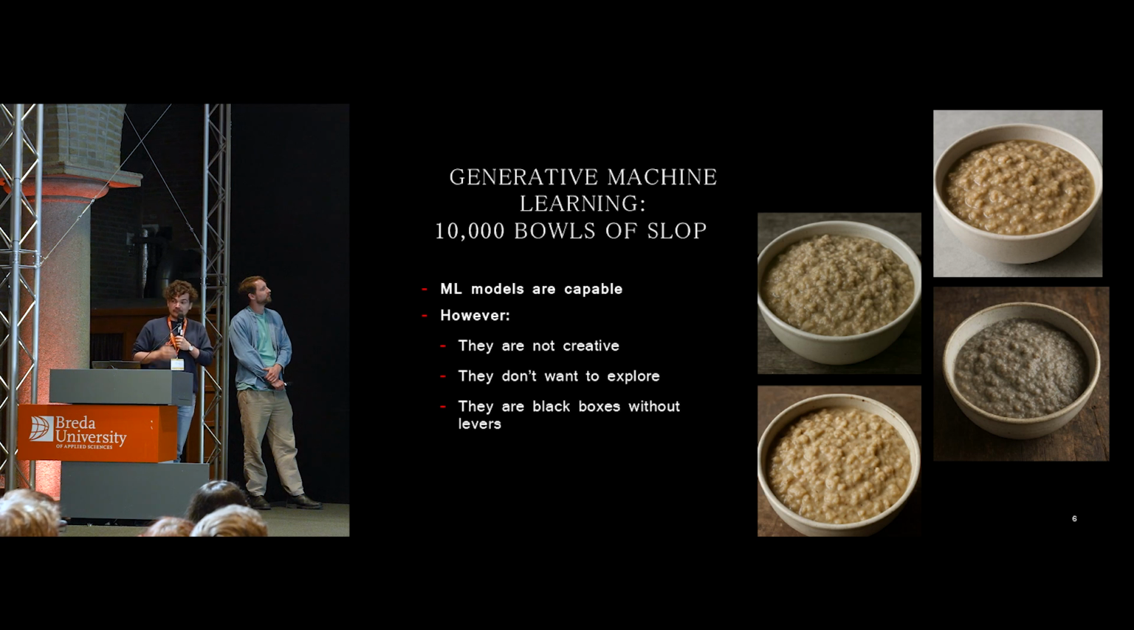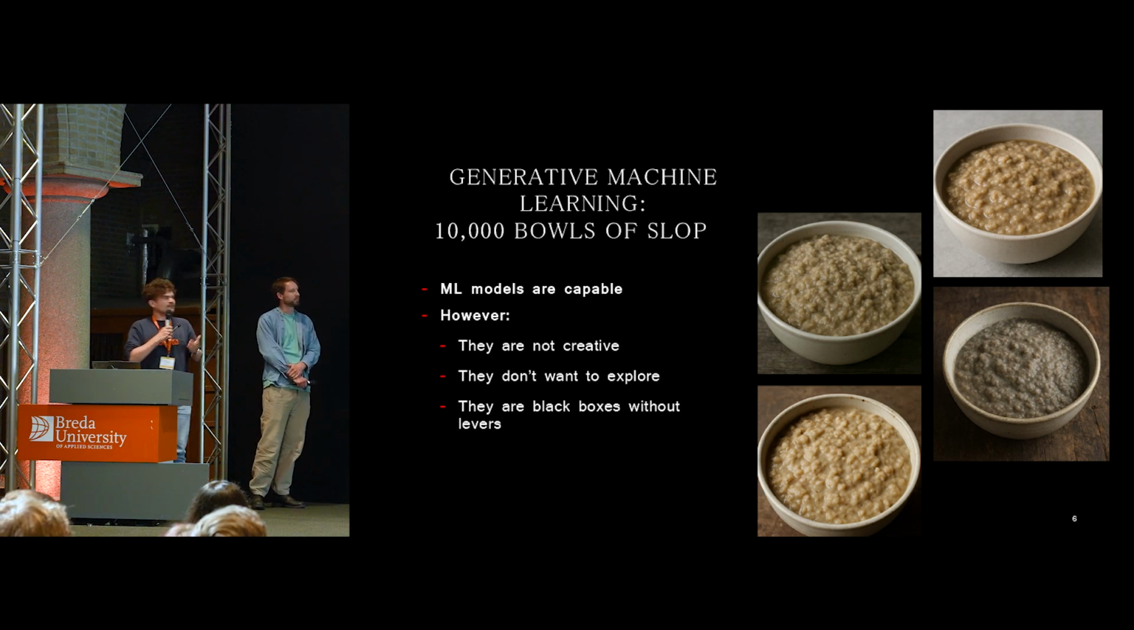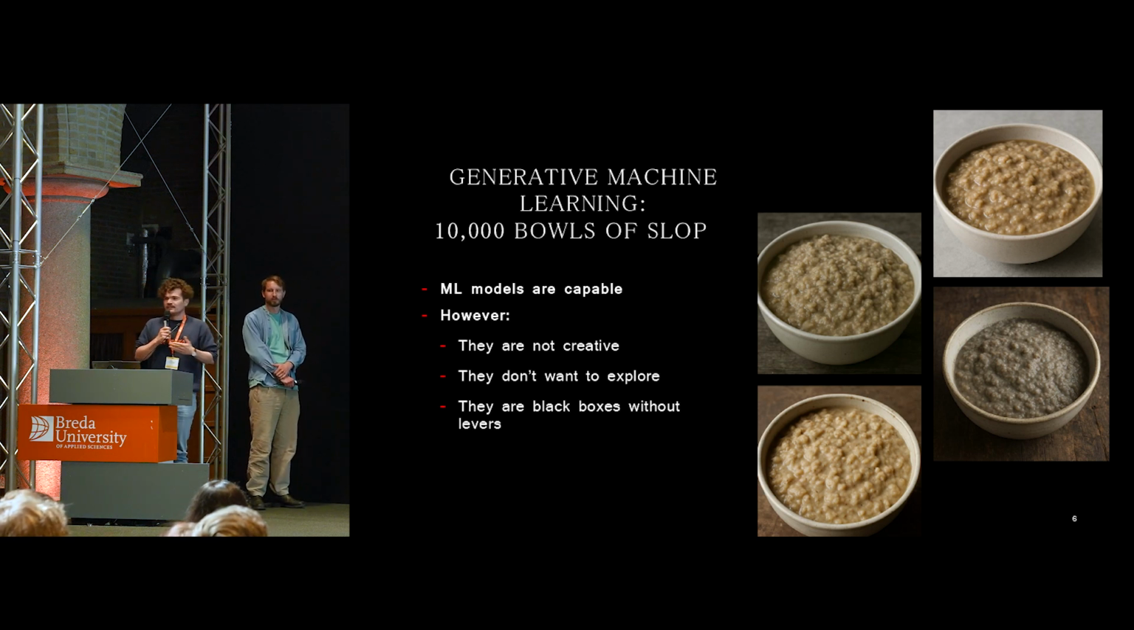But the thing is, I asked it 3 other times to generate me a bowl of slop, and it created me 4 completely different images that were all effectively the same. So what we know about machine learning models through working with them is that they're not creative and that they don't want to explore the space. They don't want to say, what could slop be? What bowls could I put this slop into? It's just, I'll make the easiest imitation of slop and give it to the person who's just asked me for it.